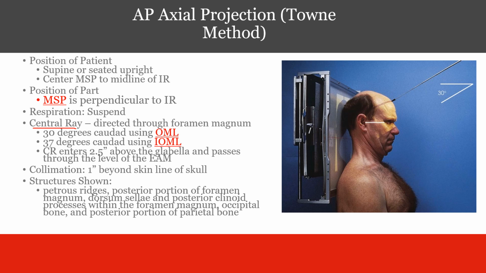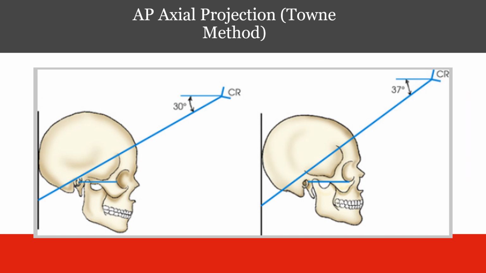For collimation, we want to go 1 inch beyond the skin line of the skull, and the structures shown are the petrous ridges, the posterior portion of the foramen magnum, the dorsum sellae, and the posterior clinoid processes within the foramen magnum, the occipital bone, and the posterior portion of the parietal bone. So this is just showing that a 30-degree caudad angulation would work with the OML perpendicular to the image receptor, or if the IOML is perpendicular to the image receptor, then we want to use a 37-degree caudad angulation.